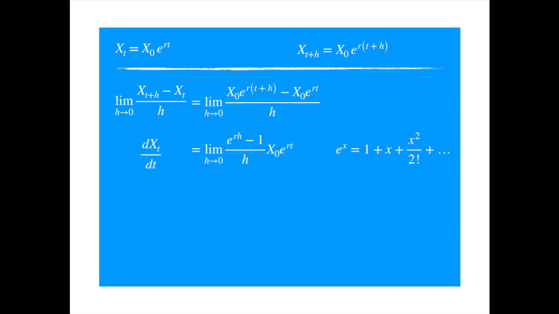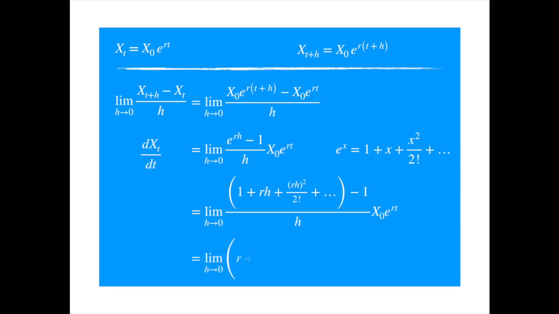Now we can apply this to the e to the power r times h. So we get, now we cancel the 1s and get rid of the h in the denominator by dividing the terms in the numerator by h. Now as h tends to 0, the term that contains multiplication by h will also go to 0, and we can substitute xt for x0 times the exponential.